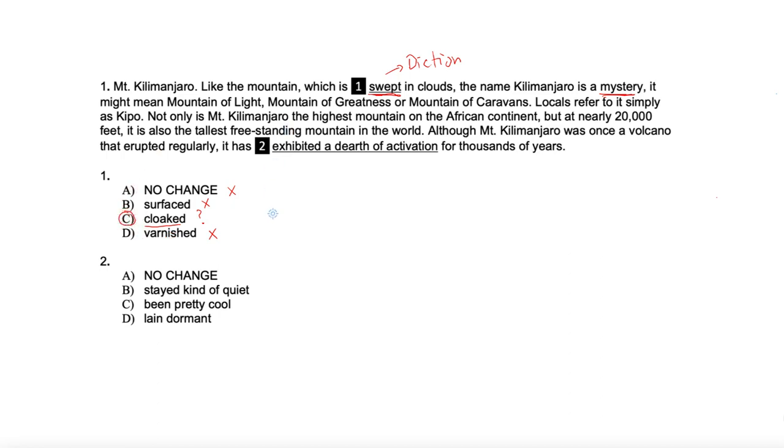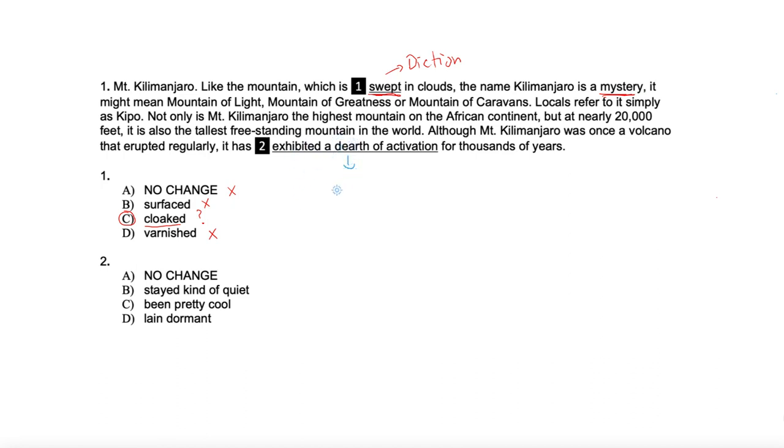Let's look at the second question. But before that, we need to read the entire paragraph. Locals refer to it simply as Kipu. Not only is Mount Kilimanjaro the highest mountain on the African continent, but at nearly 20,000 feet, it is also the tallest freestanding mountain in the world. Although Mount Kilimanjaro was once a volcano that erupted regularly, it has exhibited a dearth of activation for thousands of years. Now, which topic is this?